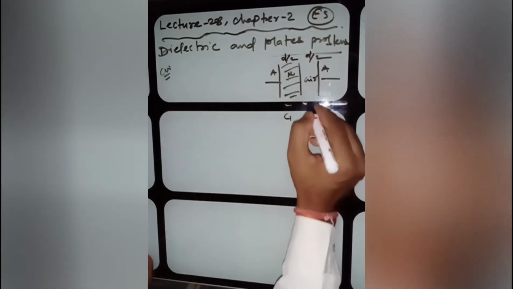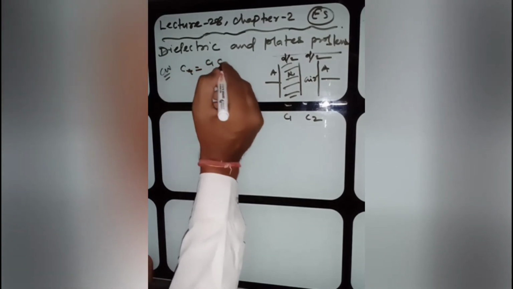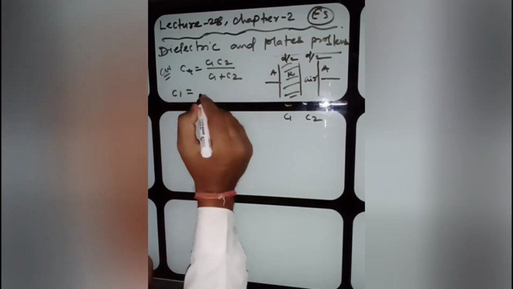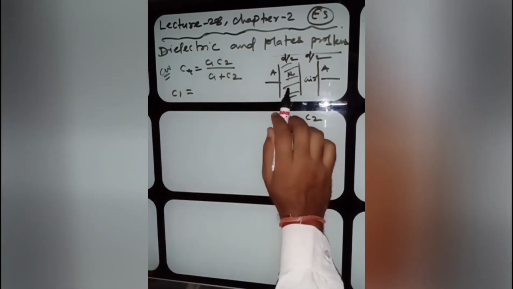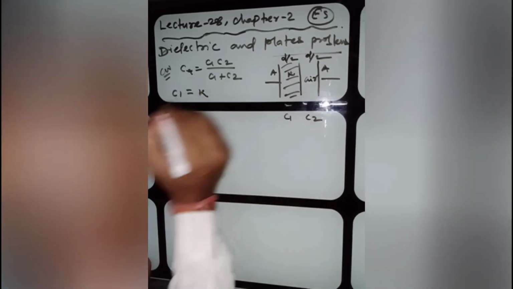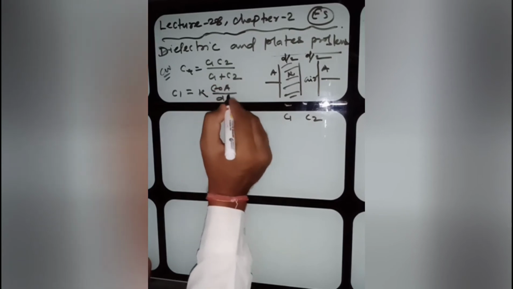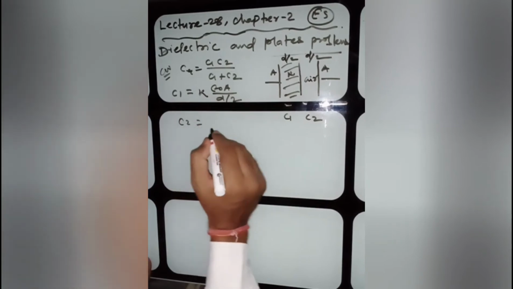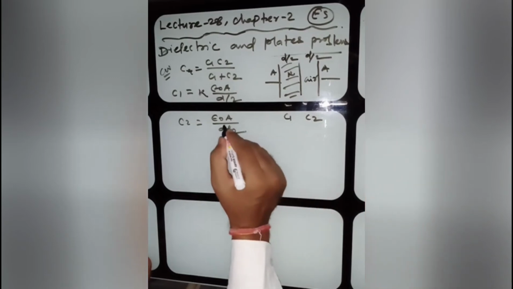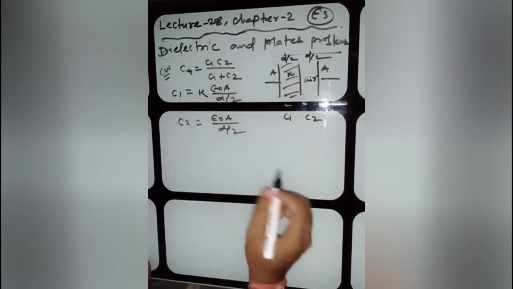Suppose this is C1 and this is C2, and the C equivalent will be C1 C2 by C1 plus C2. So what will be C1? Since in the first capacitor we have filled our dielectric, it will be K times epsilon naught A by D, and C2 is epsilon naught A by D by 2, since K will be 1 for air. Now you can put the values of C1 and C2 in this formula to find the answer.